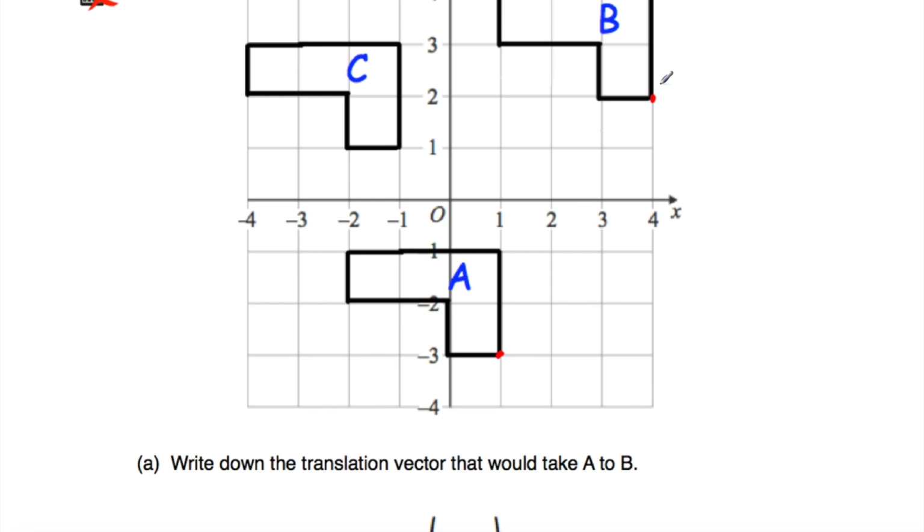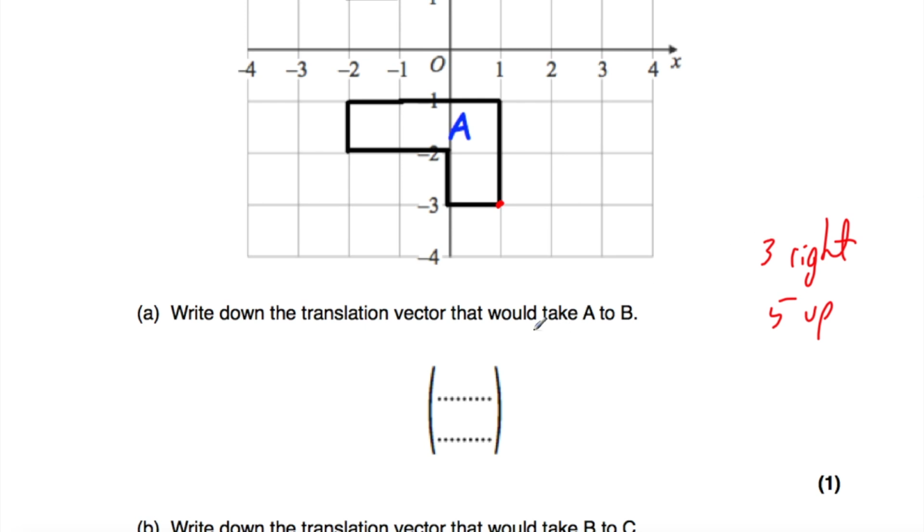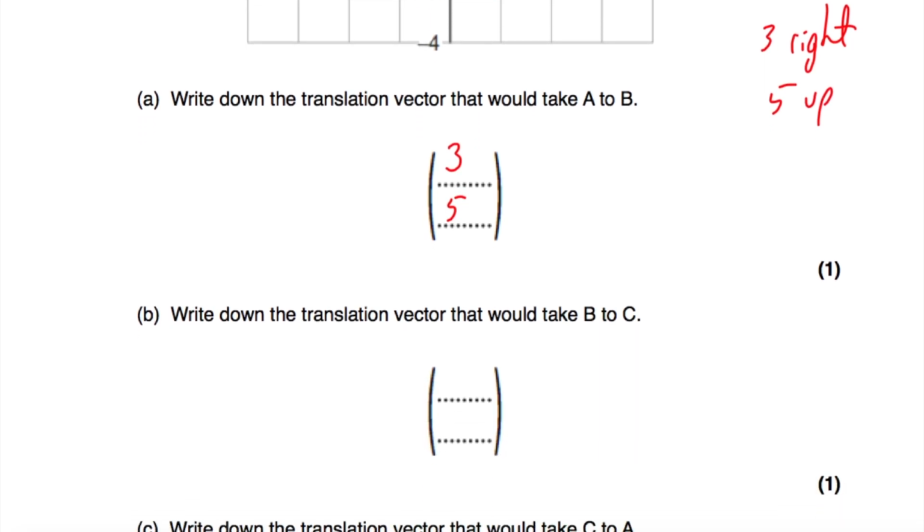So to get from A to B, we would go 1, 2, 3 to the right, so 3 right. And then we go 1, 2, 3, 4, 5 up. So we go 3 to the right and 5 up. As a translation vector, remember, to the right's positive and up's positive, so it'd be 3, 5. Okay, next, what's the translation vector that would take B to C?